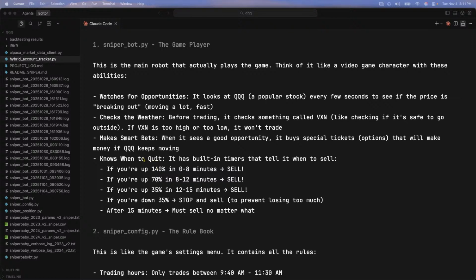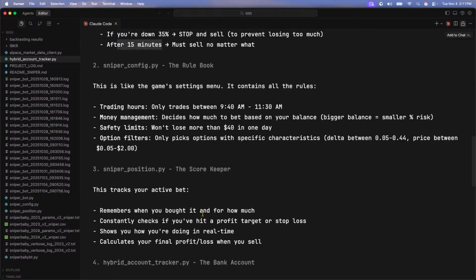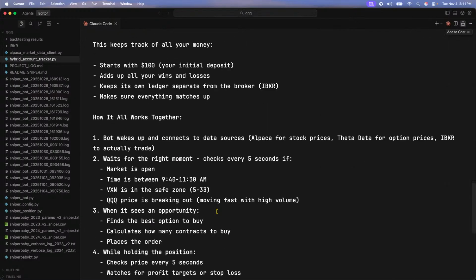It knows when to quit. It has built-in timers that tell it when to sell. If we're up 140% in 0 to 8 minutes, sell. If we're up 70% between 8 and 12, sell. And if we're up 35% between 12 and 15, sell. And then the stop loss is 35% to prevent us from losing that much, right? And after 15 minutes, sell no matter what. This is the rule book, the position keeper, and the money bank.